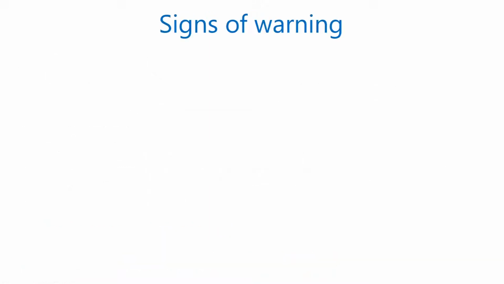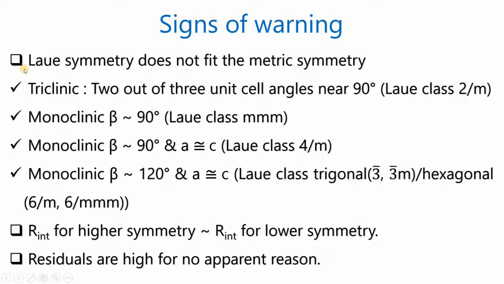Then what are the signs or warnings of twinned crystal structures? First of all, the lowest symmetry does not fit the metric symmetry. The metric symmetry is the symmetry of the unit cell ignoring the contents of the unit cell. For a triclinic, the lowest symmetry is 1 bar or minus 1. But when two of the three unit cell angles are near 90 degrees, then it appears as Laue class 2/m, monoclinic.